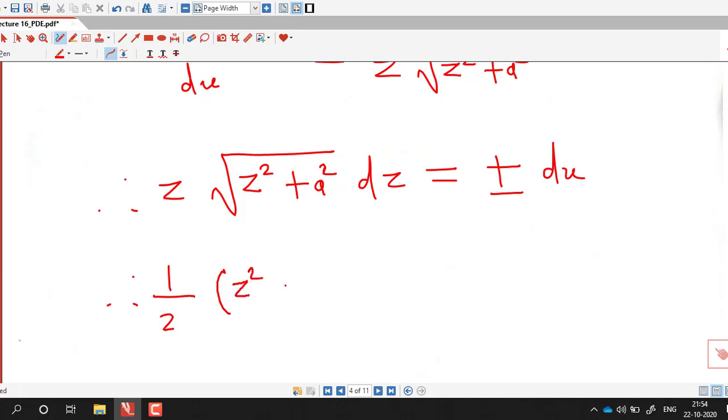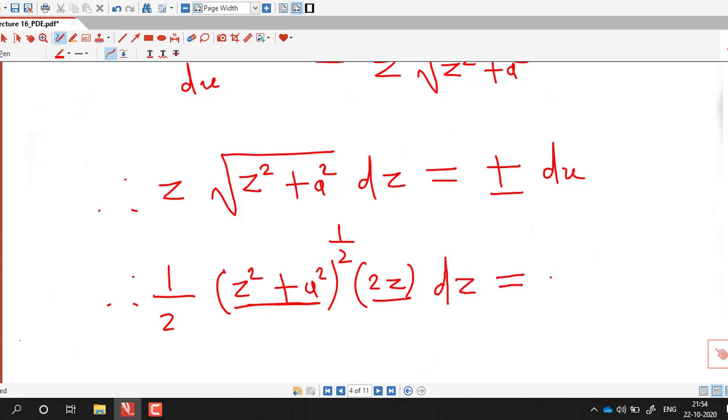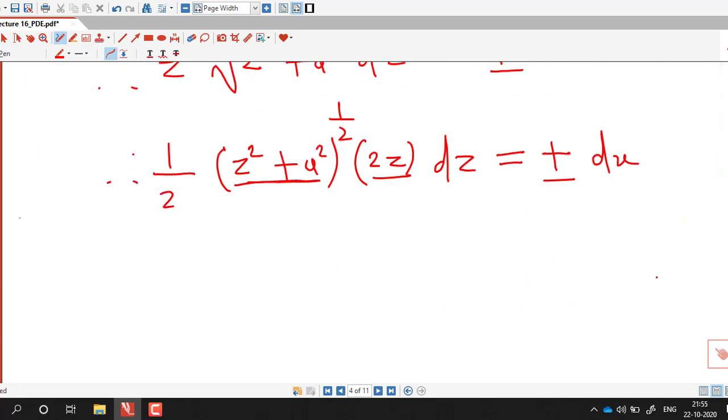2 (z square plus a square) raised to 1 by 2 into 2z. Okay, we set the derivative of z square plus a square, which is 2z, so we multiply and divide by 2 for integration. So if we integrate both sides, we have (z square plus a square) raised to 1 by 2 into the derivative of z square plus a square.